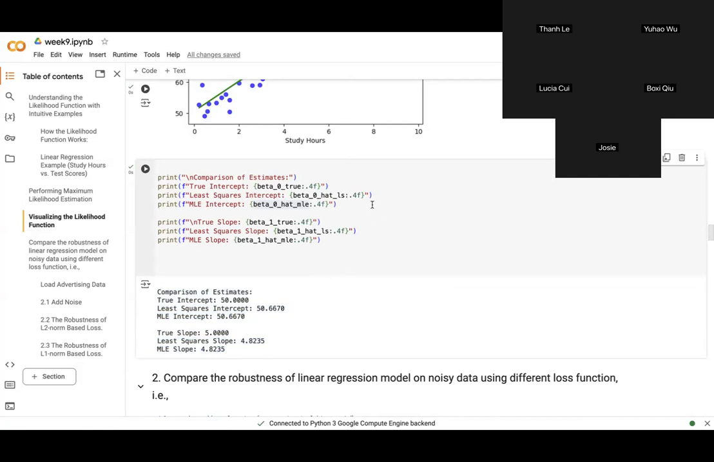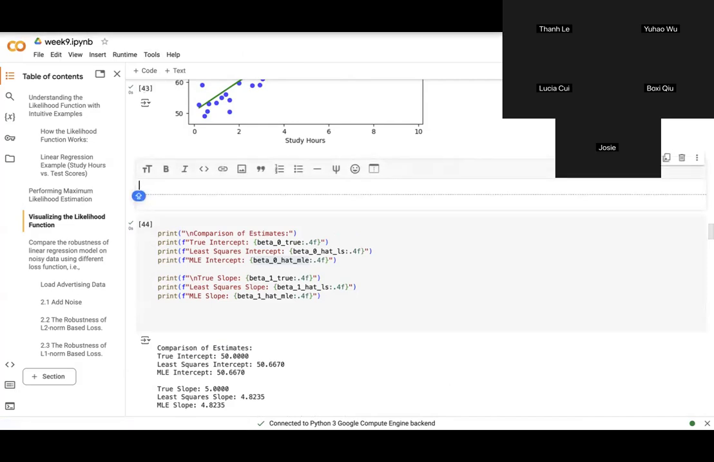Okay, we can see. So this is the coding about the maximum likelihood function on linear regression. Okay, and we're going to our next.